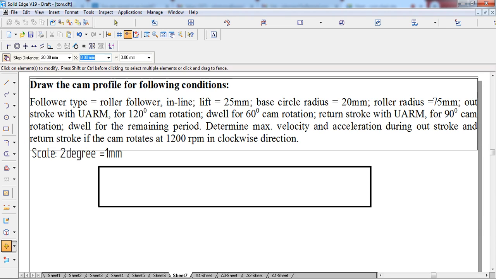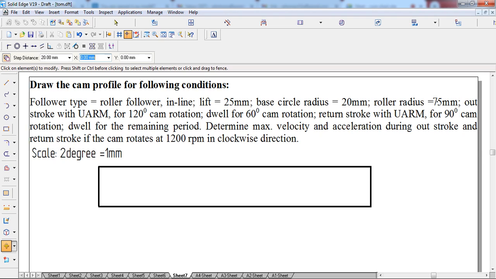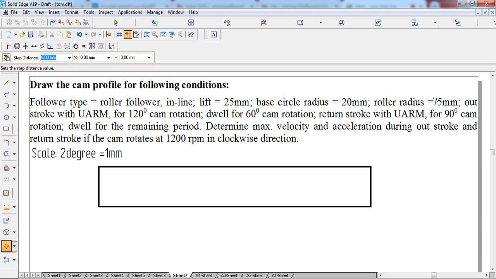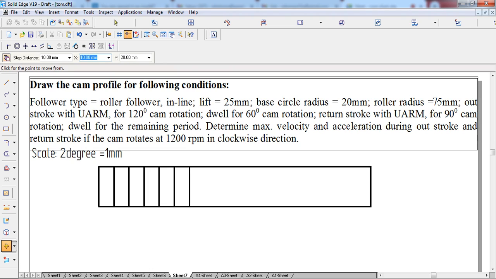So 120-degree rotation will be nothing but 60 mm in your scale. If you divide into 6 parts, you will get 10 each. So I divided into 6 equal parts, first one. Next I will take the 60-degree rotation, the dwell period. That dwell period of 60 degree means it is 30 mm.